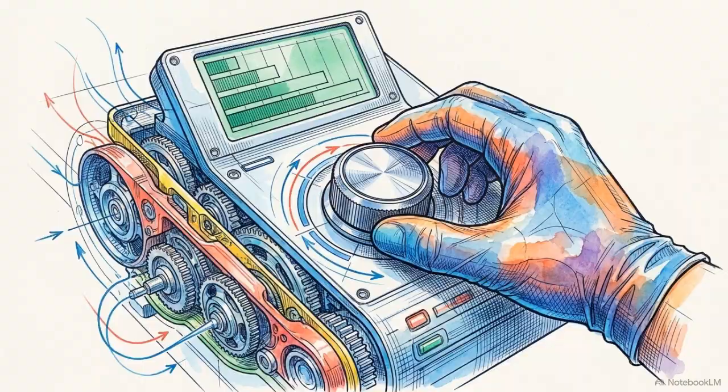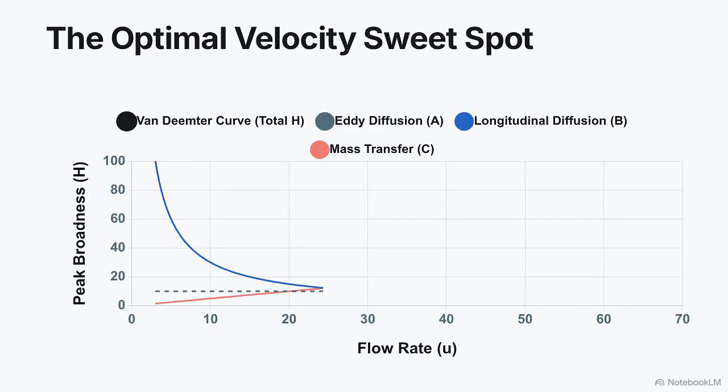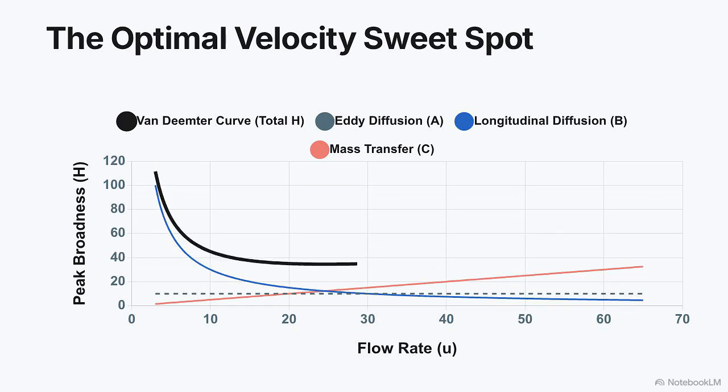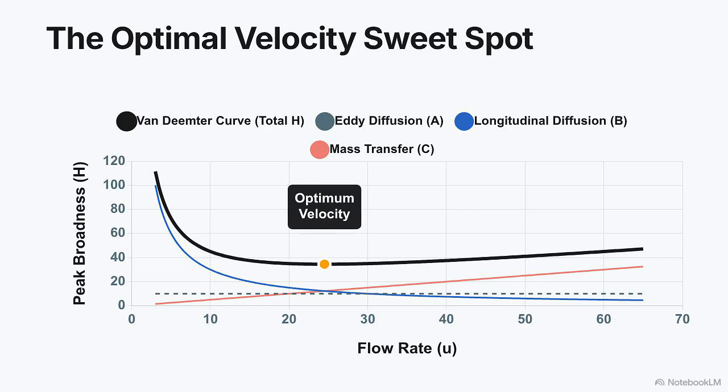Combining these three kinetic forces onto a single graph reveals the famous U-shaped Van Deemter curve. This graph plots flow rate on the x-axis against peak broadness, or HETP, on the y-axis. The exact lowest point of the U identifies the optimum velocity, the perfect sweet spot of efficiency.